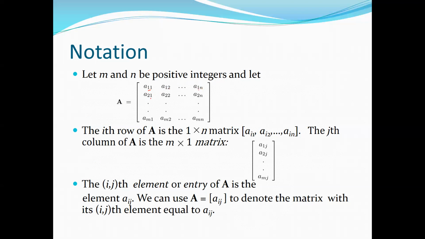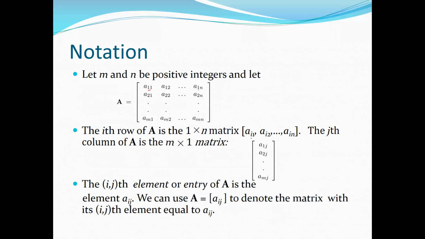Similarly, a21, second row, first column. a22, second row, second column. a23, second row, third column. Up to a2n, second row, nth column. Now let's keep on doing that. am1, that means mth row with first column. am2, mth row in second column. amn, mth row in nth column. So that's how we represent matrices in a general way. We use these indices 1, 2, 3, 4, 5, 6 up to m and n, where m represents the number of rows and n represents the number of columns. So the ith row of A, that is a matrix, is 1 cross n.